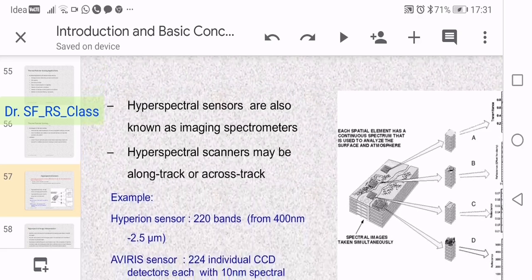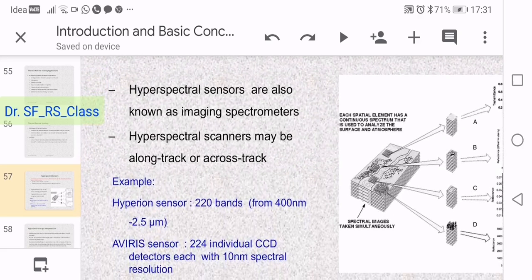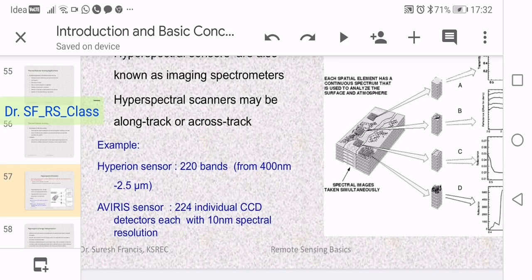Hyperspectral sensors are also known as imaging spectrometers, and we can see some examples. They can be along track and across track, as we said earlier. They can have push broom and whisk broom type of scanners. We have the Hyperion sensor and the AVIRIS sensor.